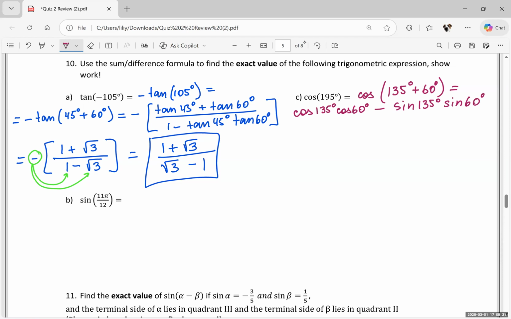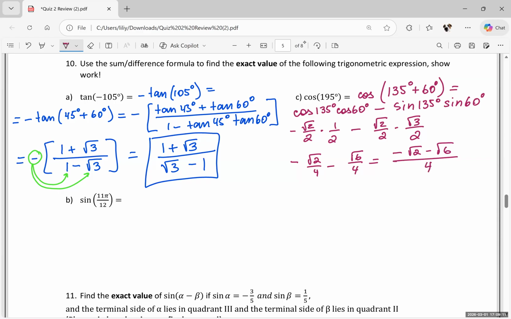Then from the unit circle, grab the values for those angles. Cosine of 135 degrees is negative square root of 2 over 2. Cosine of 60 degrees is 1/2. Minus sine of 135 degrees is square root of 2 over 2. And sine of 60 is square root of 3 over 2. So this would be negative square root of 2 over 4 minus square root of 6 over 4. And then put it together in one fraction. Negative square root of 2 minus square root of 6 divided by 4.